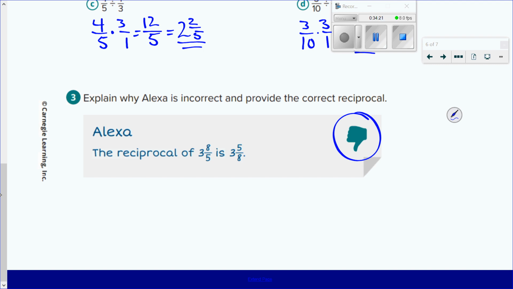Good. All she did was flip the fraction piece. But in order to make a mixed number a reciprocal, my first step is I have to slam dunk. I've got to turn it into an improper fraction. Since Mrs. McShannon isn't here, you guys probably keep giving me this weird look. What are you talking about, slam dunk?